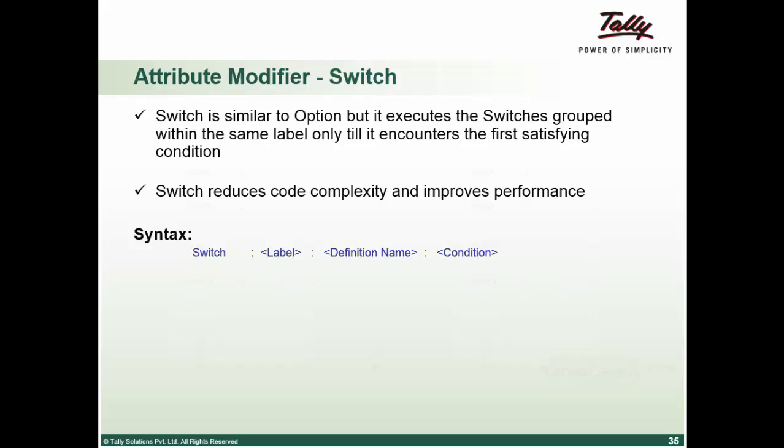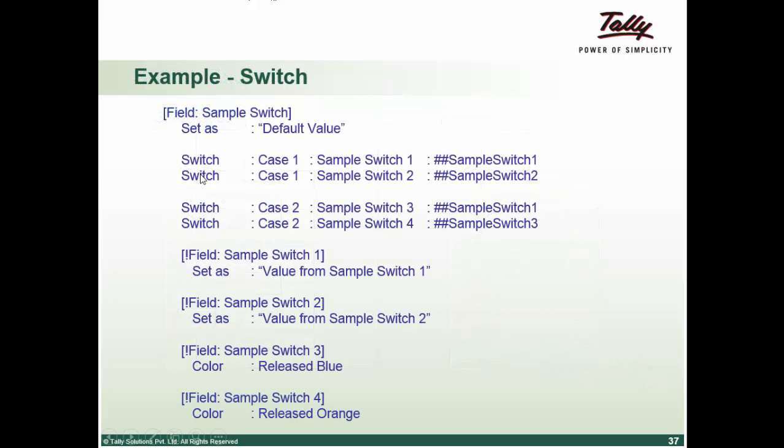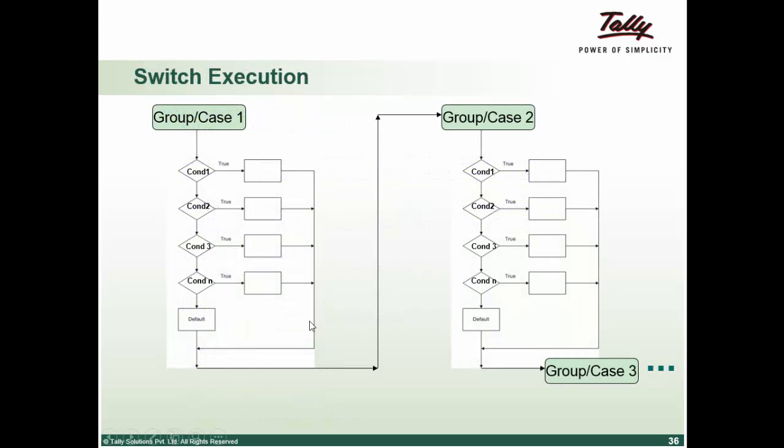So this is an example, a visual view of this. This is group or case 1. So it has some conditions. In option, as you could see, although the condition was true, it was going for a check for the second condition. In this case, in the first group, if the first condition is true, it will just loop out of the condition. If the first is not true, then only it will go for the second condition for evaluation.